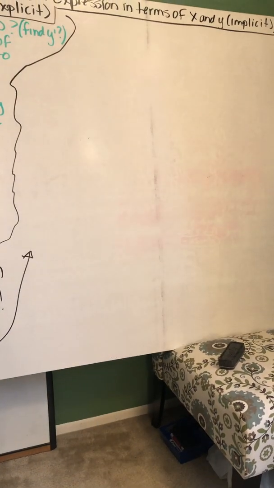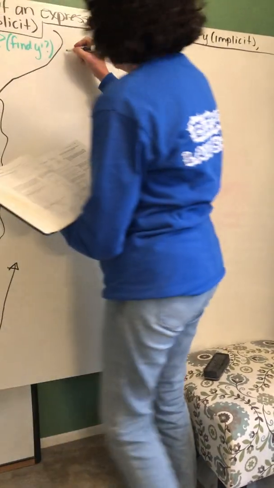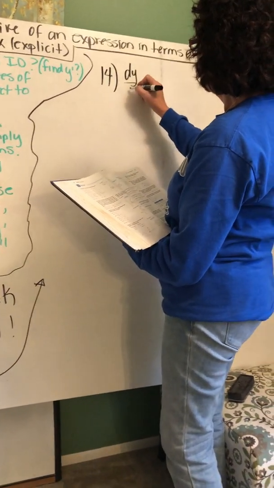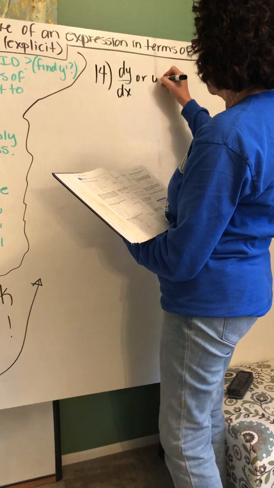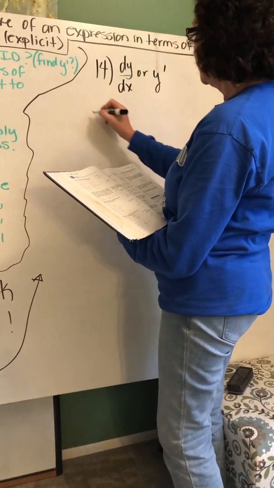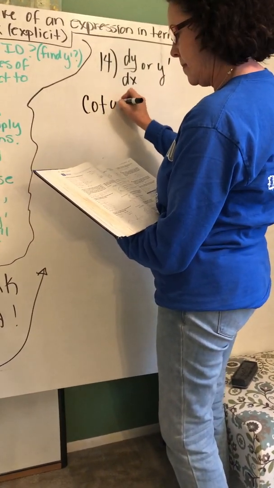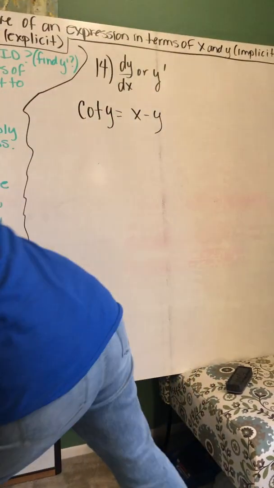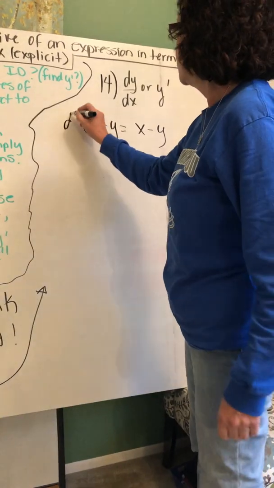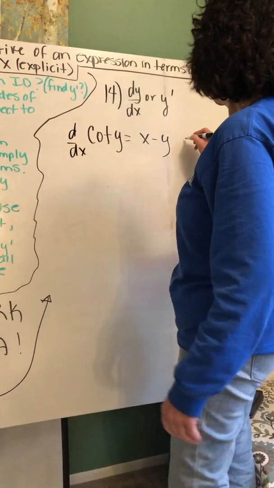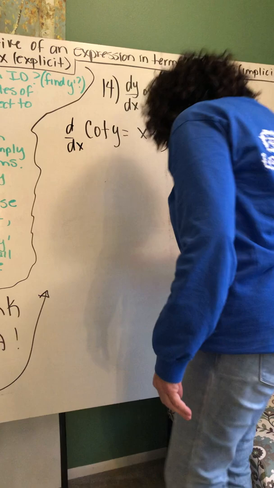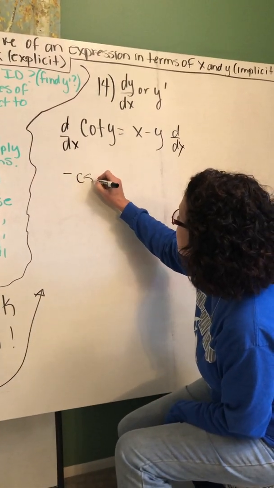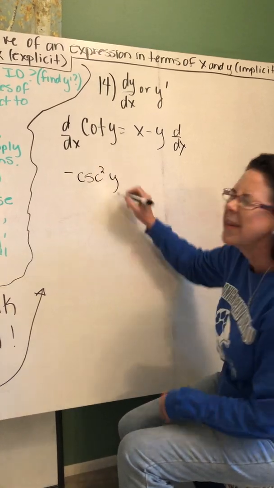I think I have number 14. Same question. They're asking for the derivative of y with respect to x, or y prime. And number 14, I was sure to have a little trig in here. Here we go. Let's take the derivative of both sides with respect to x. The derivative of cotangent is a negative cosecant squared y.